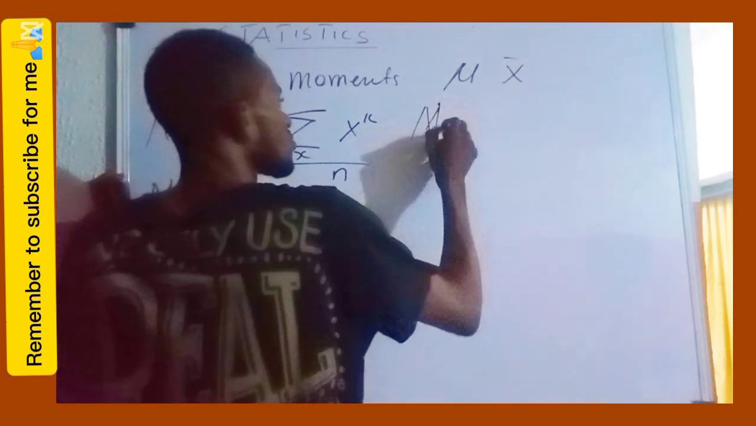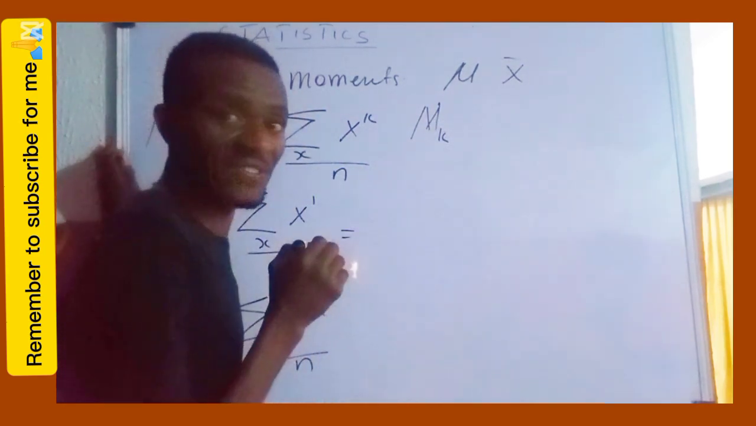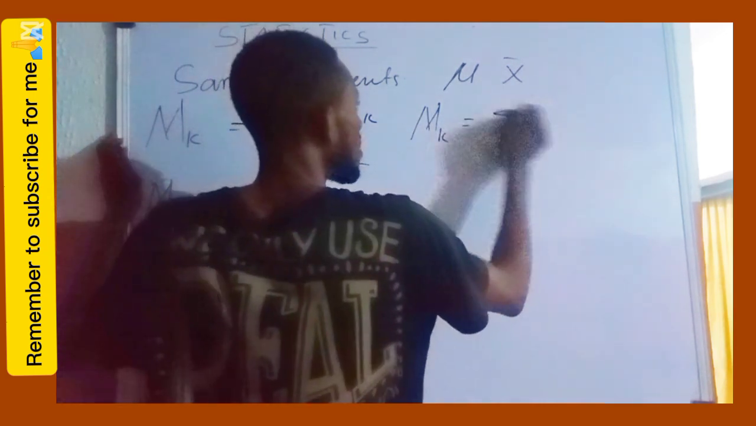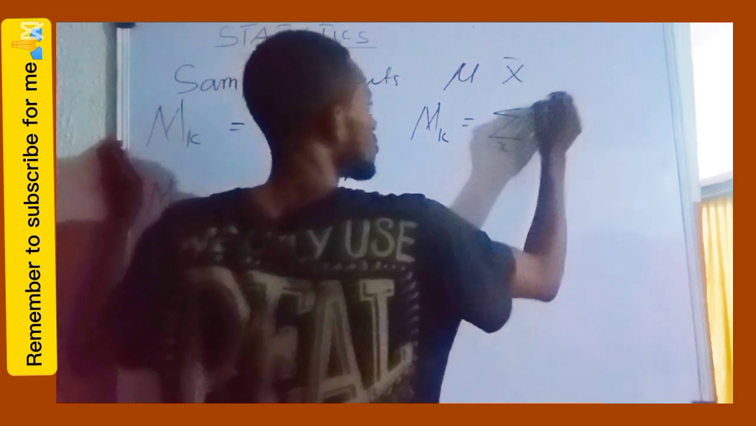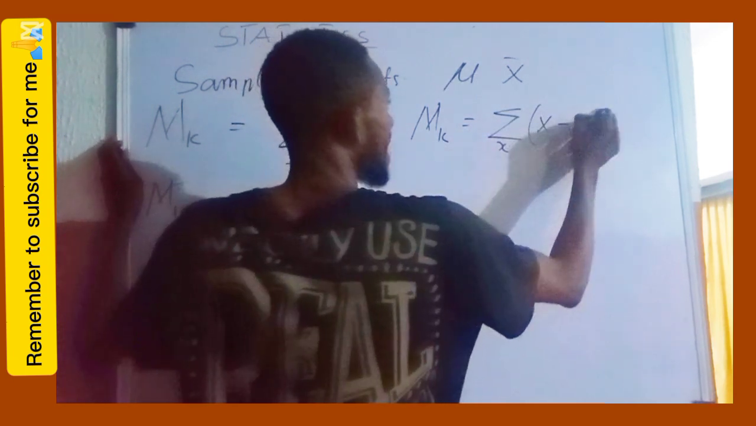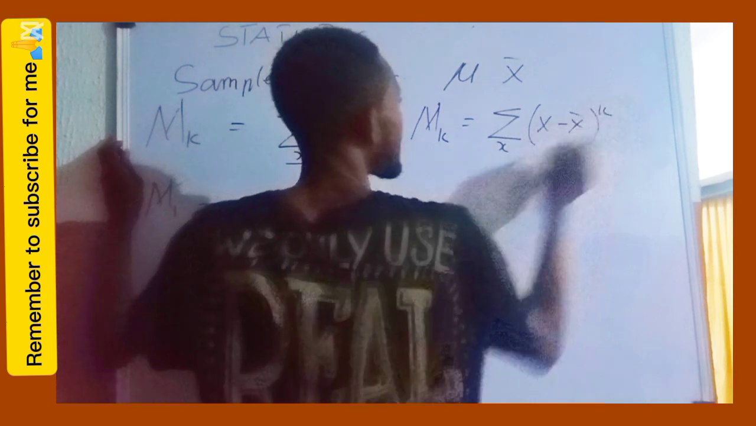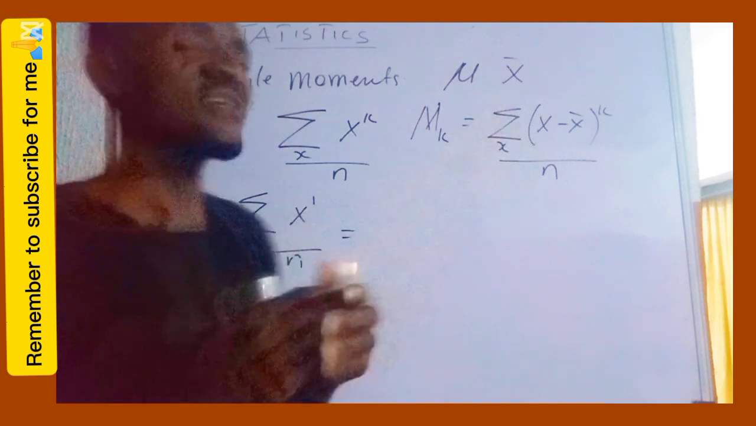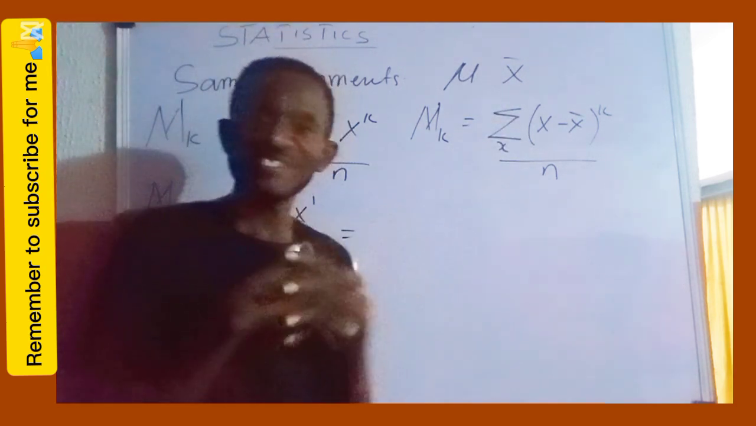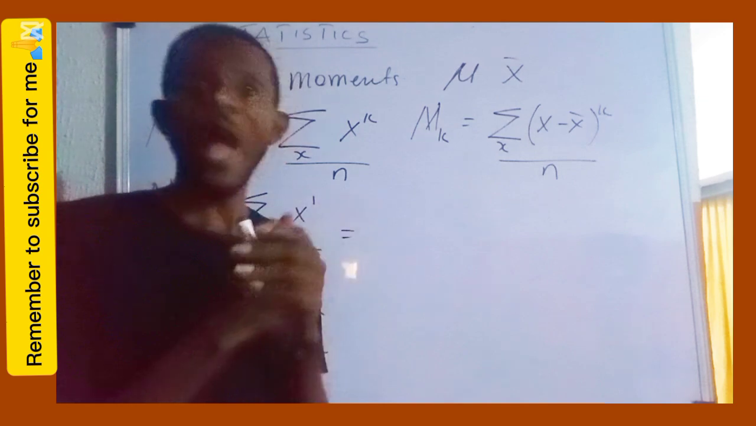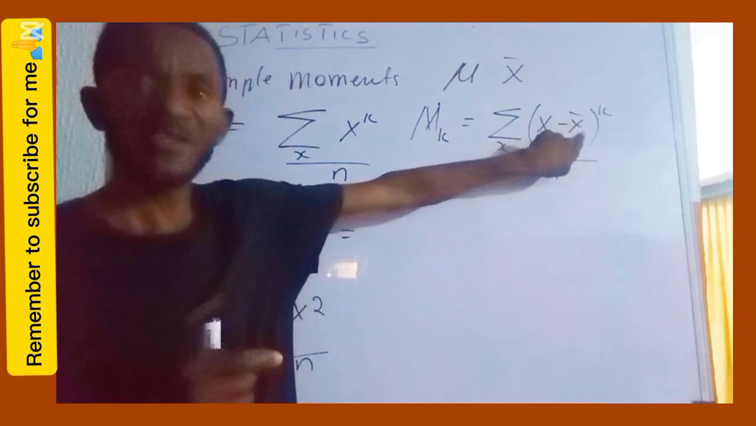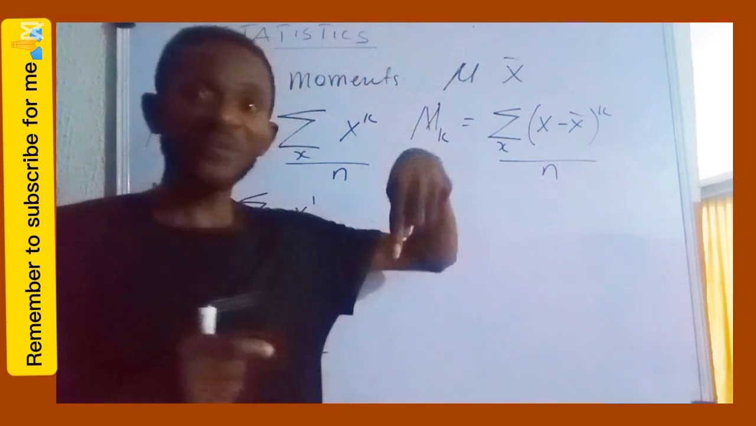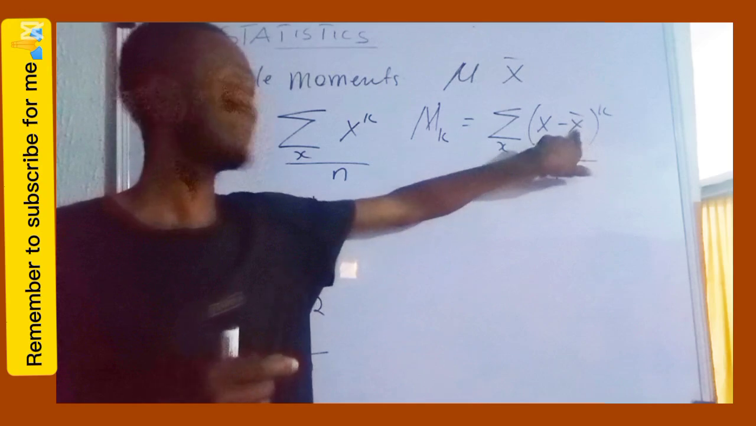M subscript k, which is the kth sample moment about the mean, is given as the sum over the range of x, open bracket, x minus x bar, all raised to power k, all over n. This is what we call the kth sample moment about the mean x bar. The other time it was about the mean mu, because we were talking about theoretical. Now we are talking about the sample, so we say about the mean x bar.